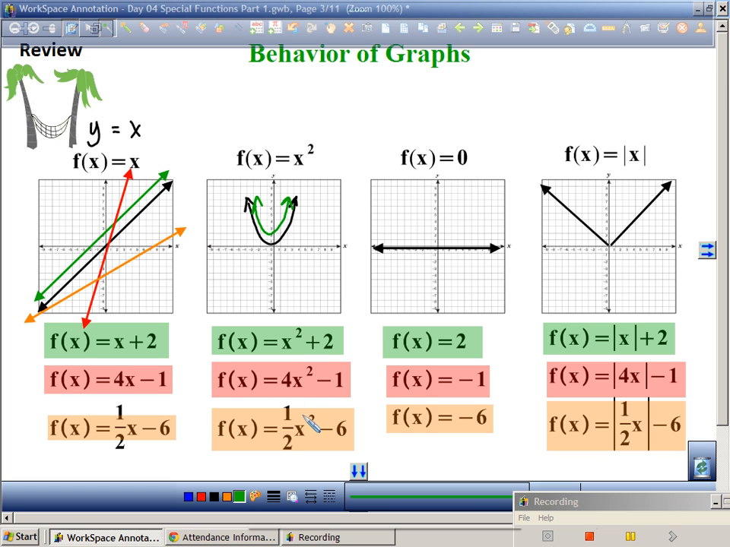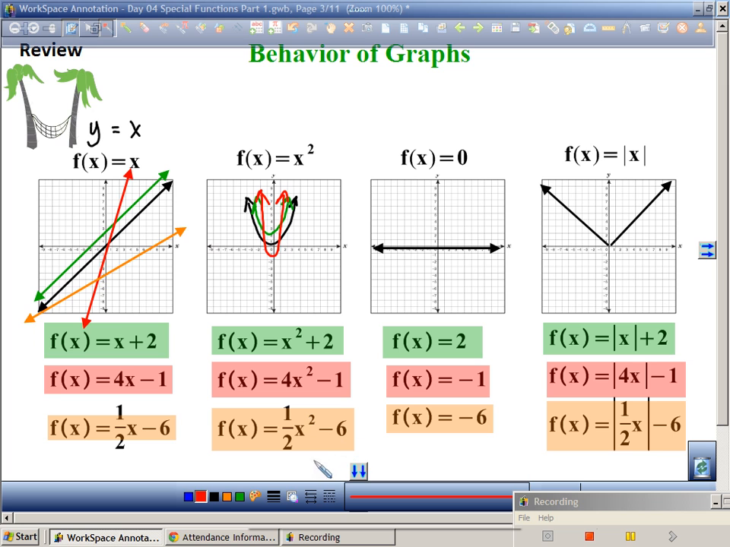What about 4x squared minus 1? Drop 1, and then what happens to it? 4x squared? It's going to shoot up faster, so it's going to be skinnier, right? Just think of a track star. Somebody who's going really, really fast, it's going to be really steep and really skinny, right? I hate to put it in those terms, but it works, right?